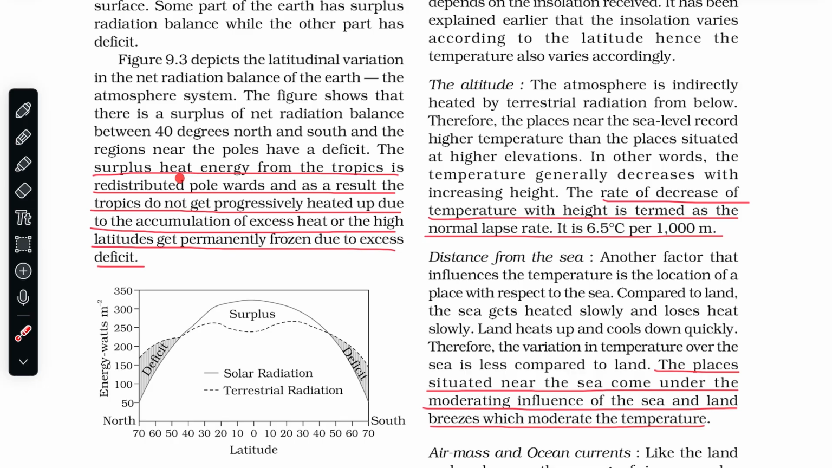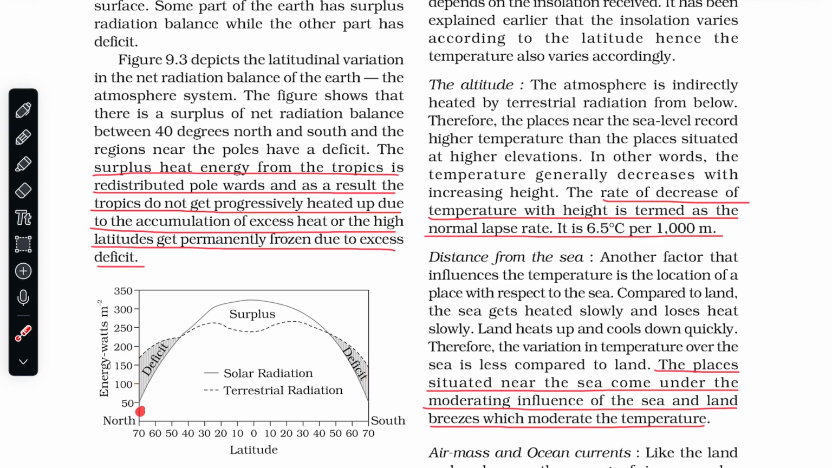Surplus heat energy from the tropics is redistributed polewards, and as a result, the tropics do not get progressively heated up due to the accumulation of excess heat, nor do the high latitudes get permanently frozen due to the deficit. So this is like nature's true artistic approach. As you could see, from 40 degrees north to 40 degrees south there's a surplus, where more sunlight is received, whereas near the poles there's a deficit, less insolation.